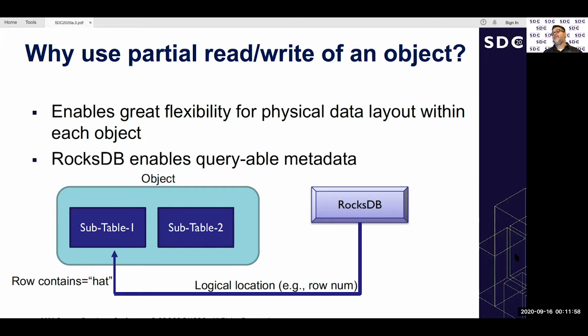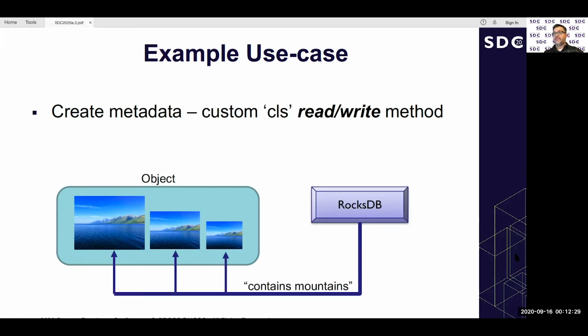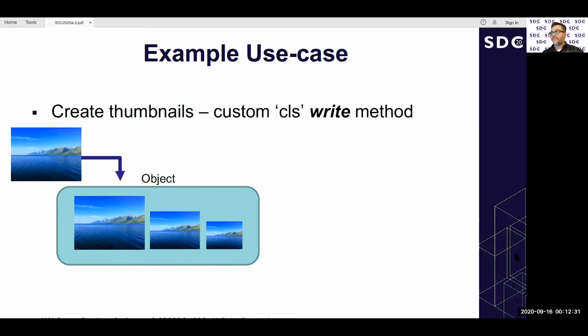And note that individual objects are all different. They can have different offsets and lengths, and you can lay out data however you like, which we'll talk about. So here's another example use case, more concretely. Imagine you might want to create a custom write method in CLS to create thumbnails. This is a partial example taken from Noah Watkins' Lua talk. Here we take a thumbnail of a picture. We write a picture to disk in the object. And maybe when we write that, we also want to write these thumbnails. So we write 3 thumbnails.